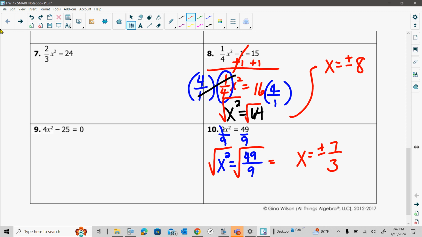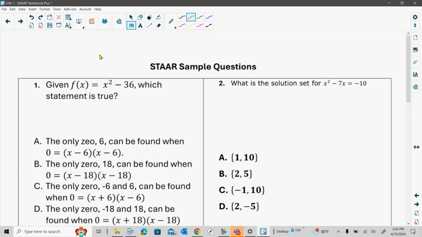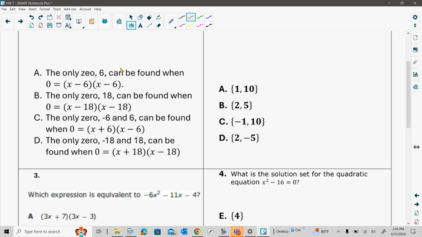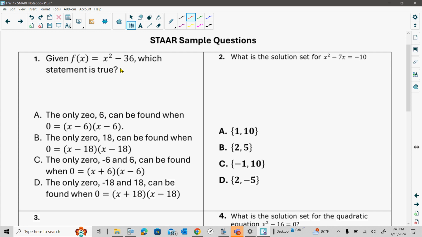So I'm going to finish this. Also, don't forget you've got the sample STAR questions on the back. Try your best on this to see how well prepared you are using these skills on STAR questions.